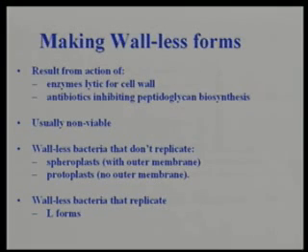So, for example, let's move through this now. You can produce wall-less forms of bacteria predominantly in two ways. One is with enzymes that are lytic for the cell wall. The most common enzyme that most of you have heard of before is lysozyme. Lysozyme is a mammalian enzyme that will chew up the backbone of bacterial cell walls. That's one way you can get rid of the walls.